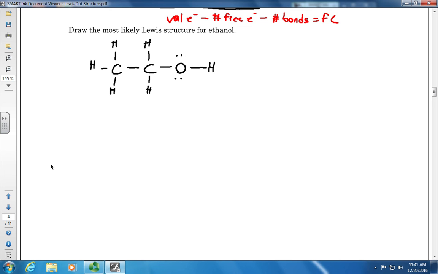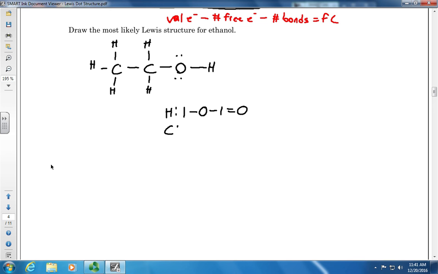And we can verify this through formal charges. This seems pretty obvious when you look at it. There aren't too many other ways you can draw ethanol. But let's take a look at the formal charges. Hydrogen has a valence of 1. Number of free electrons is 0. Number of bonds is 1. So it has a formal charge of 0.